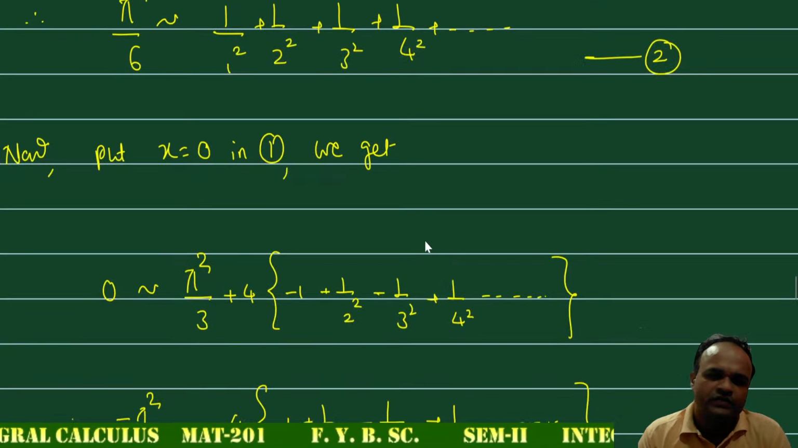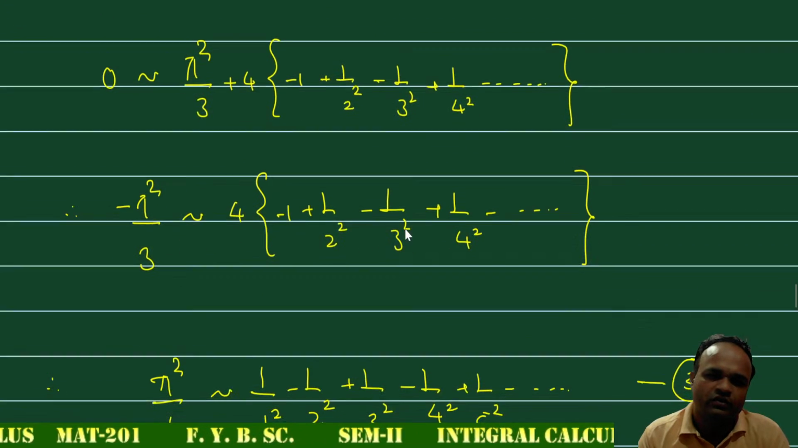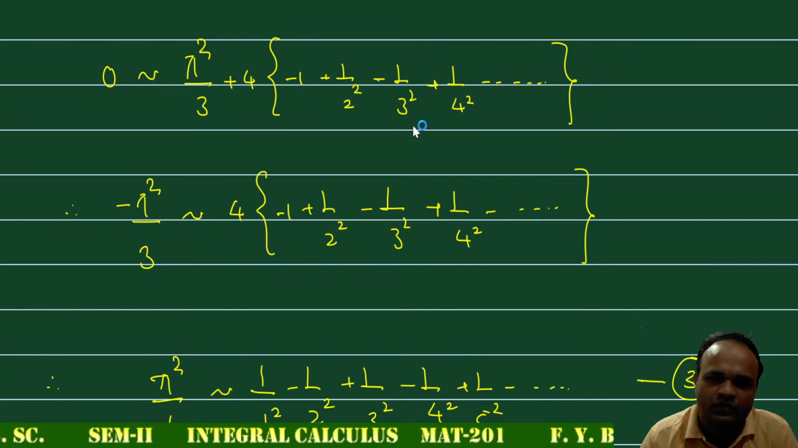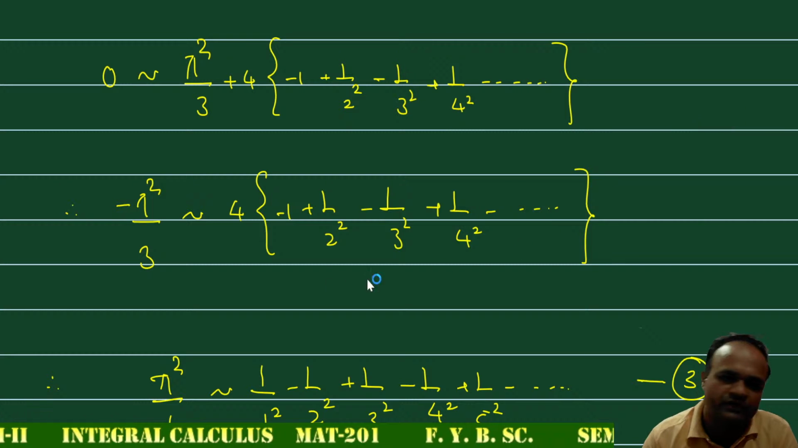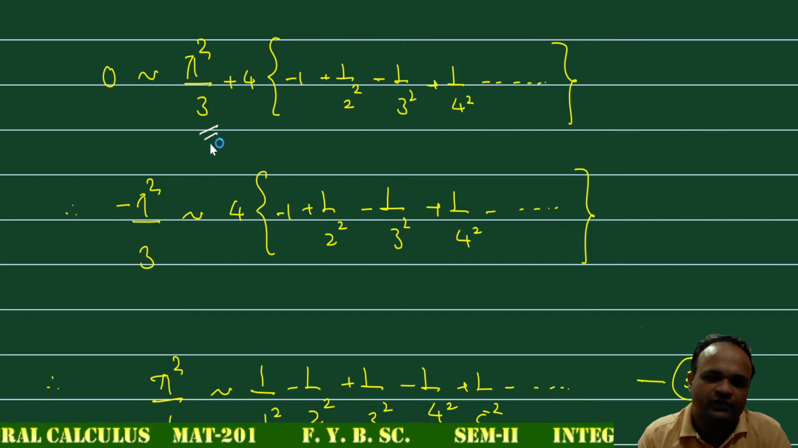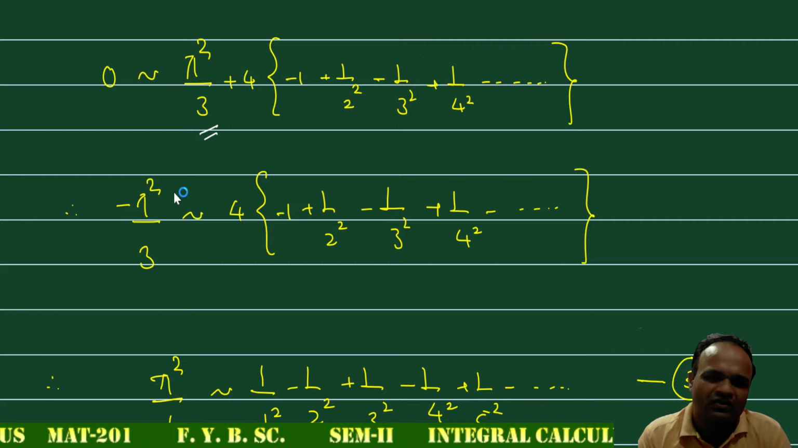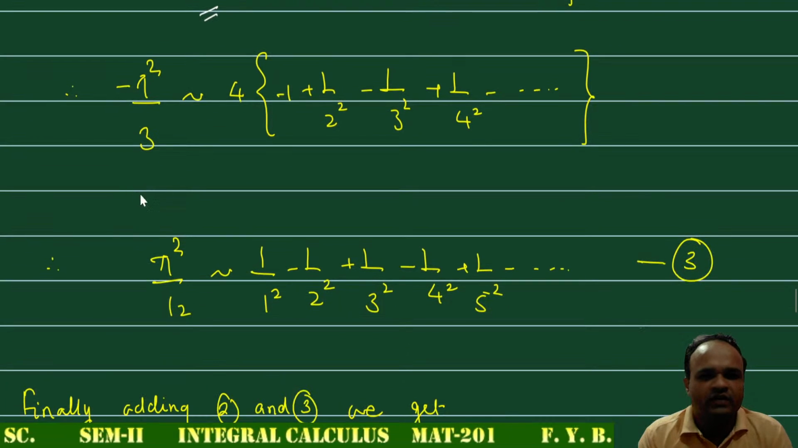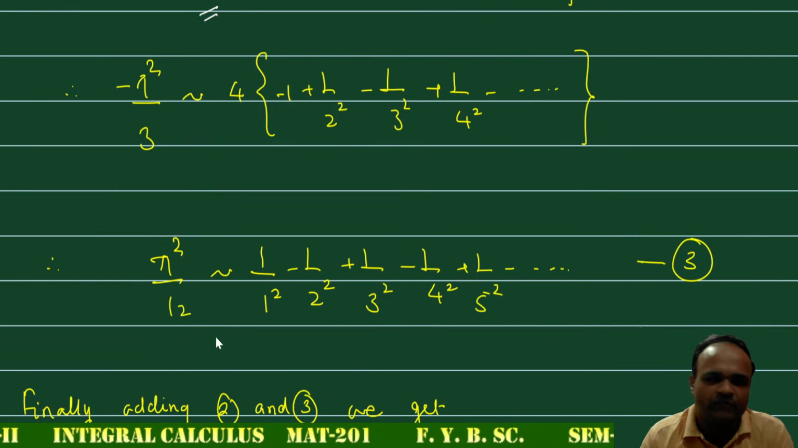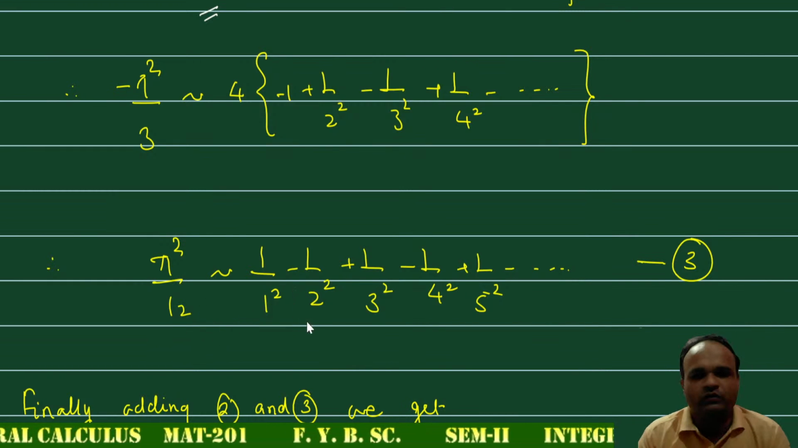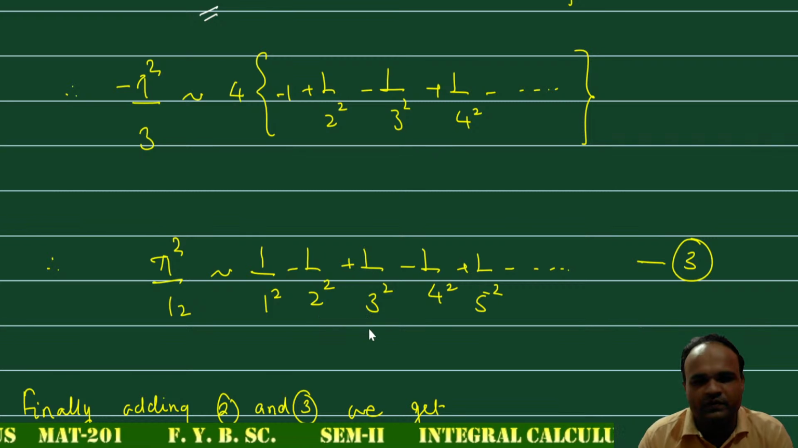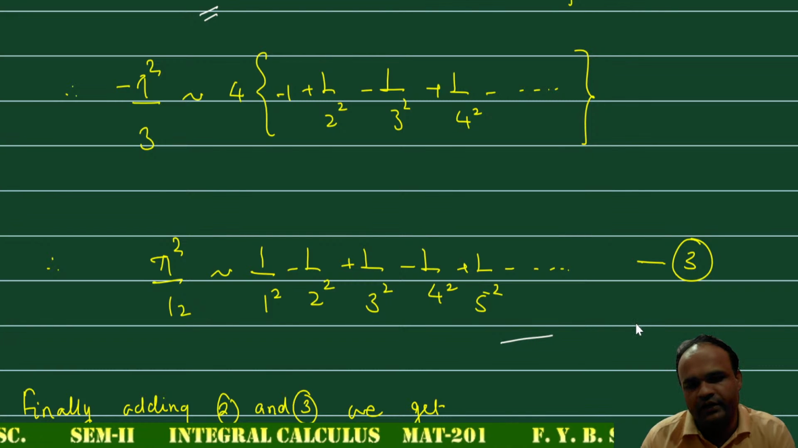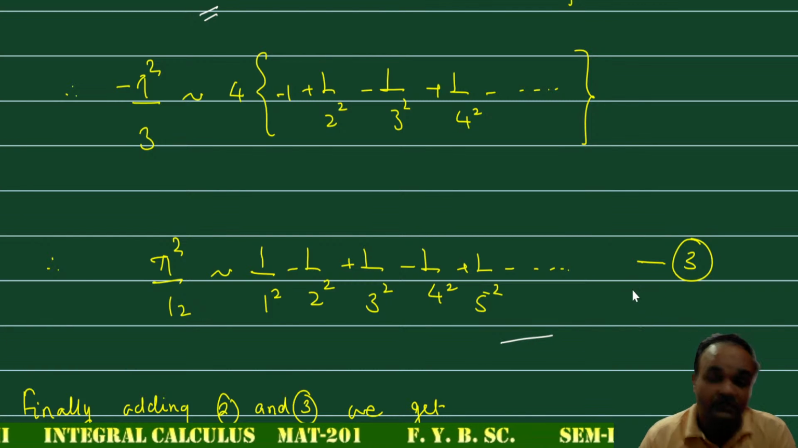Next, put x equal to 0 in 1, and you will get 0 equal to pi square upon 3 plus 4 times minus 1 plus 1 upon 2 square minus 1 upon 3 square plus 1 upon 4 square, and it goes to infinity. You can transfer this pi square upon 3 to the left hand side, and again transfer this 4 to the left hand side, and multiply the whole equation by minus. So you'll get pi square upon 12 equal to 1 upon 1 square minus 1 upon 2 square plus 1 upon 3 square, and it goes to infinity. That will be your second required identity, and you can call this equation number 3.